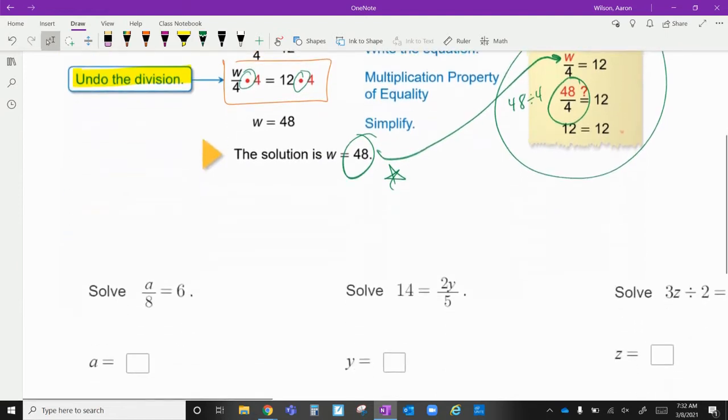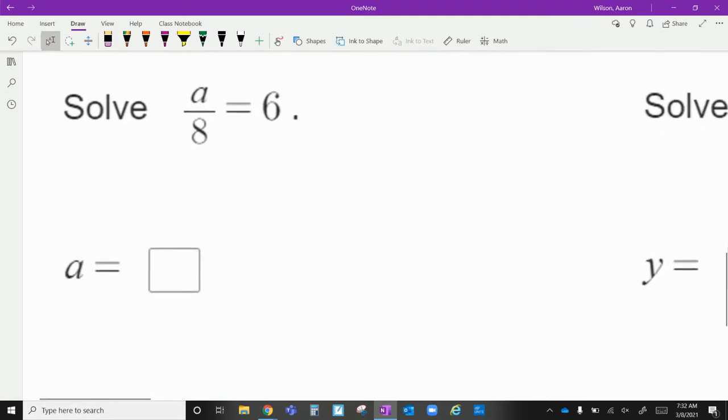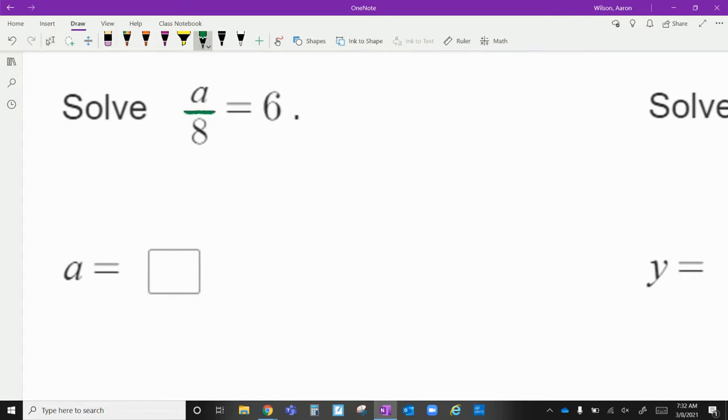All right, on to some problems now to practice on our own. Here's the first one. Solve A over 8 equals 6. Remember, though, A over 8, keep in mind that means to divide. And what is the inverse operation of division? It is multiplication. So I'm going to write it like this. A over 8 is supposed to be equal to 6, but I'm going to multiply both sides by 8.